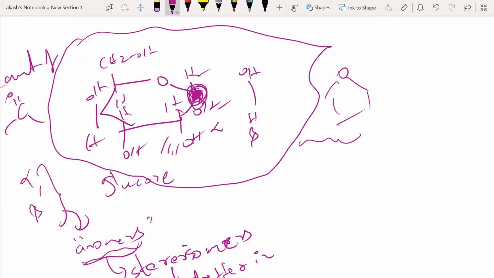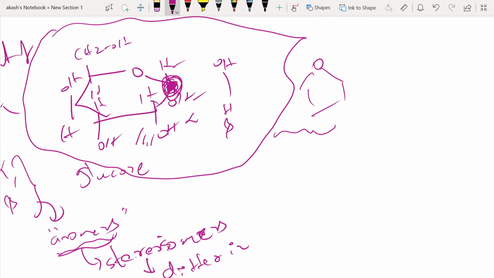So how do you decide it? I'm talking about the cyclic structures, okay? Just by looking at the cyclic structure of any saccharide, any sugar for that matter, monosaccharide, disaccharide, polysaccharide, right? Just by looking at the cyclic structure of that saccharide, I will be able to predict whether that particular sugar is a reducing sugar or a non-reducing sugar. So how do you do it? It is very simple, people. All you have to look for is a hemiacetal.